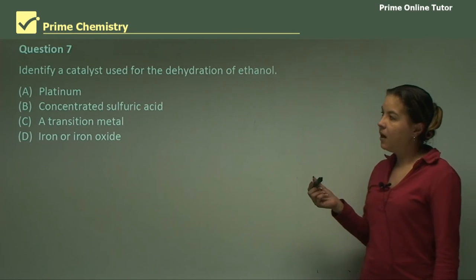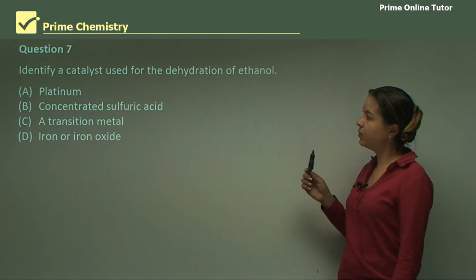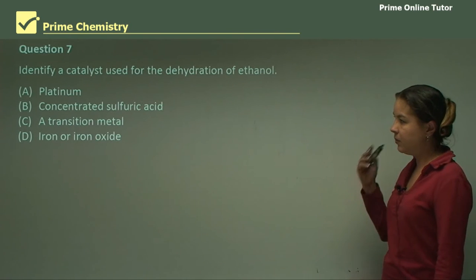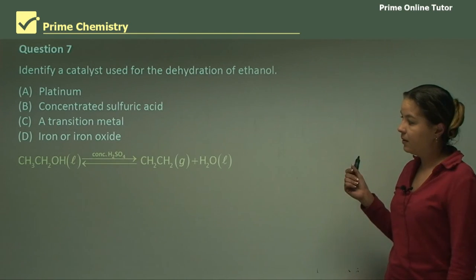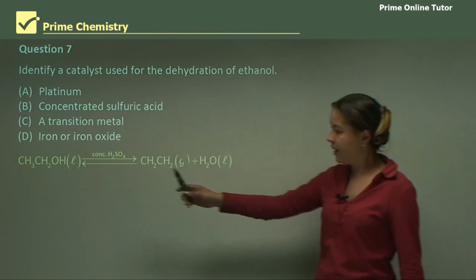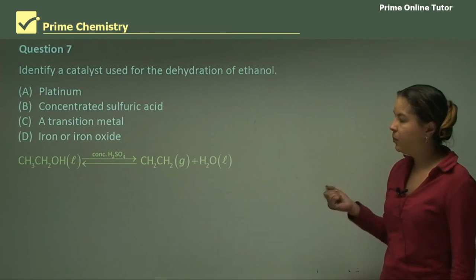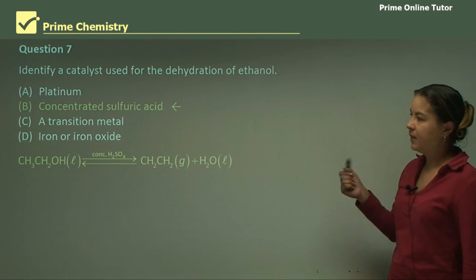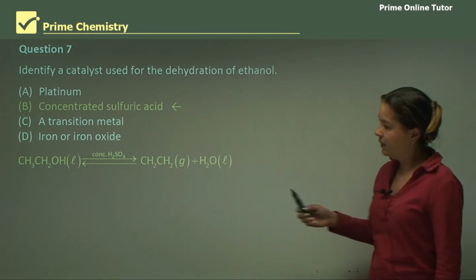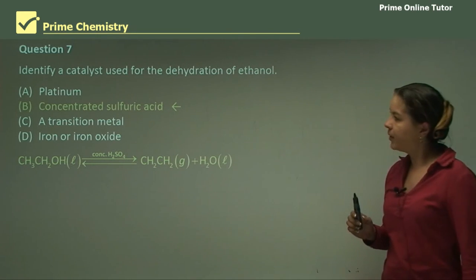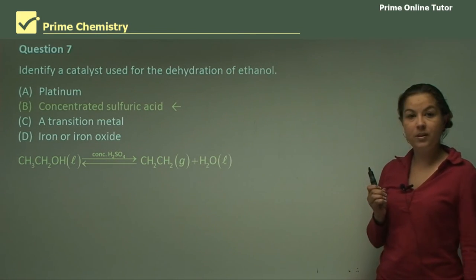Question 7. Identify a catalyst used for the dehydration of ethanol. So we're looking for a catalyst now. Same reaction again, ethanol to ethene and water. What's the catalyst? It's concentrated sulfuric acid. So concentrated sulfuric acid is our answer to question 7.